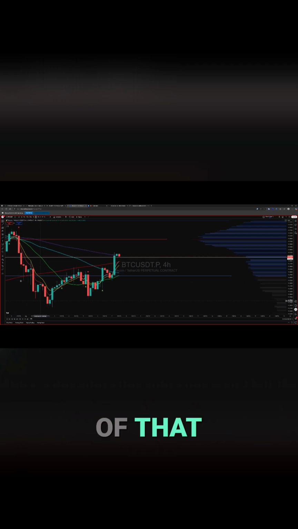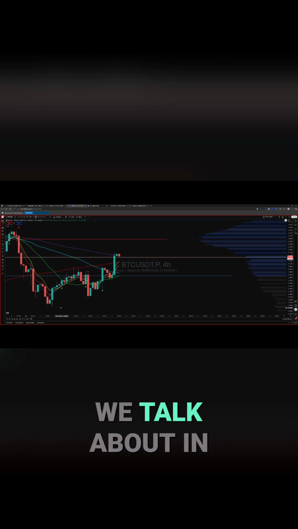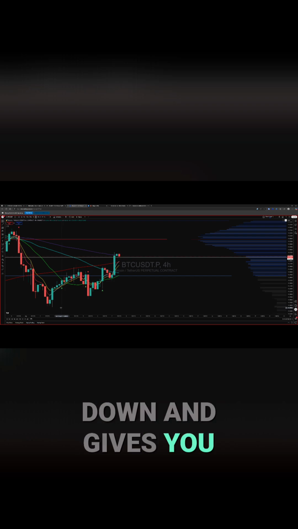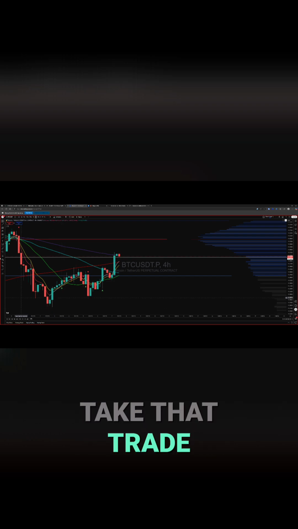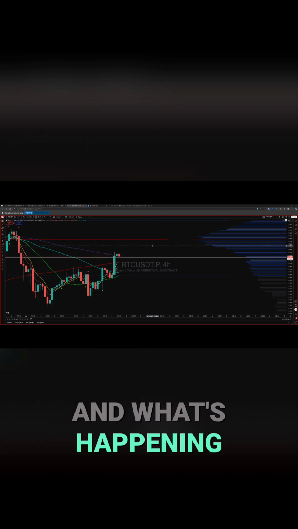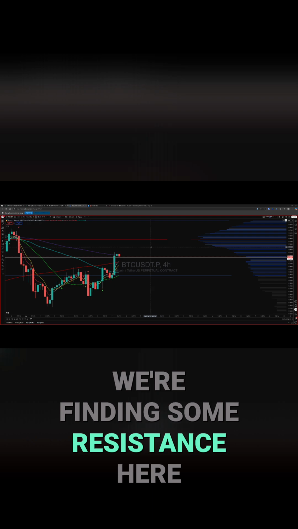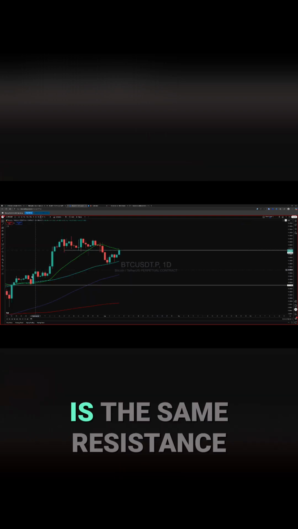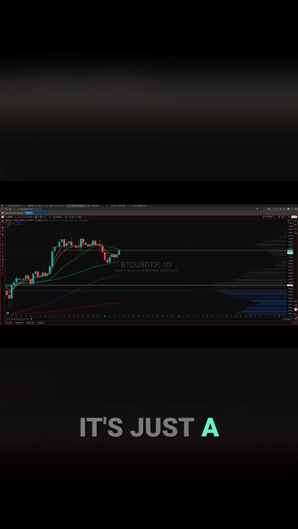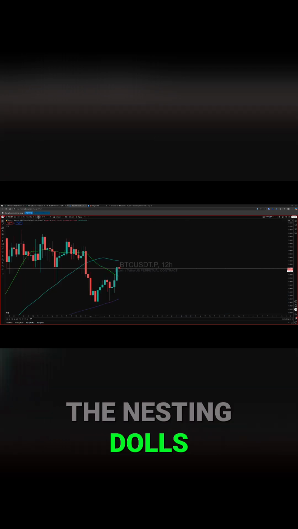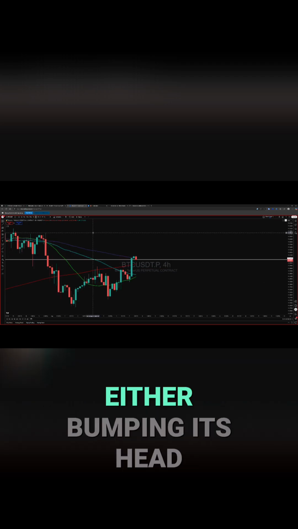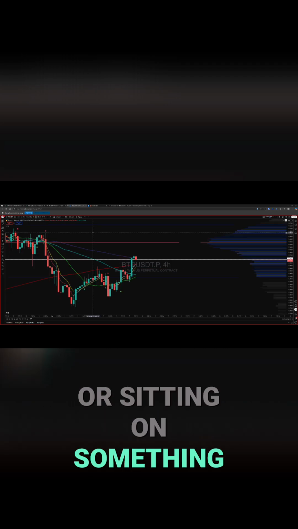And you get all of that break and divergence that we talk about in our script that shows you the trend is down and gives you a safe signal to take that trade. And now we bounce. This is the first attempt at this level. And what's happening? We're finding some resistance here, which is the same resistance that we see on the daily chart. Again, it's just a great example of the nesting dolls, right, that we talk about all the time. You'll always find price is either bumping its head or sitting on something.